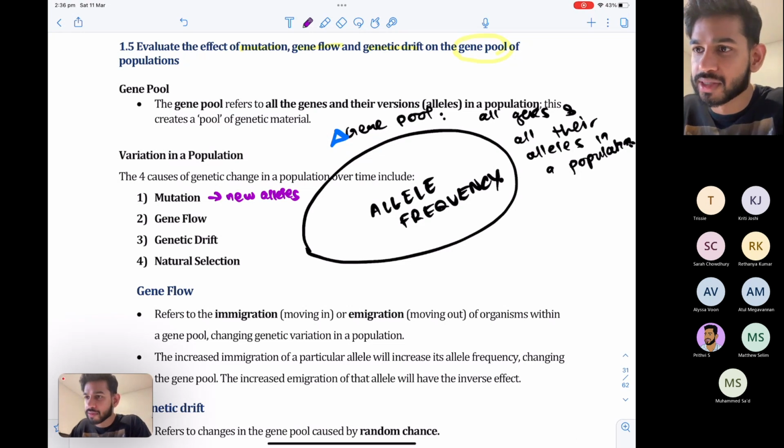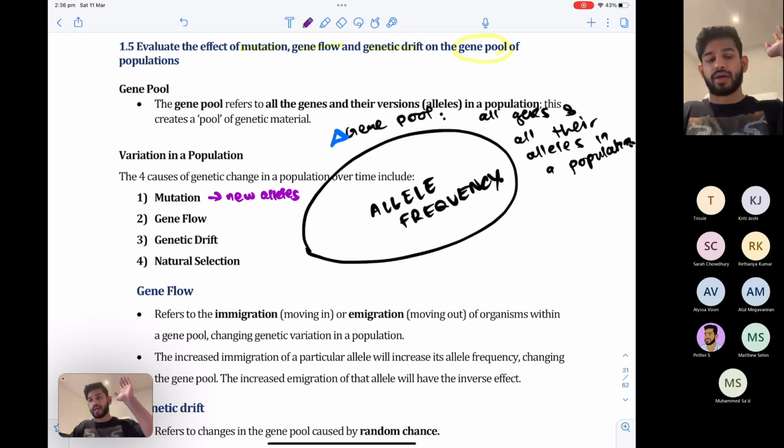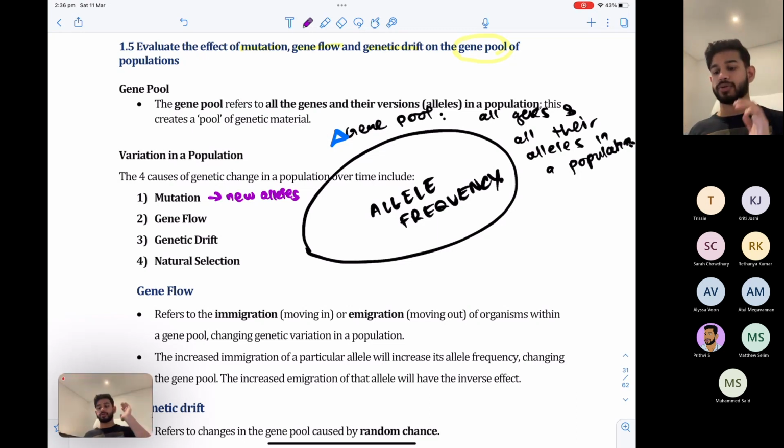And then the environment selecting alleles that are good and selecting alleles that are bad, which is natural selection, right? Now, can you hit the raise hand icon? Who's learnt gene flow at school?